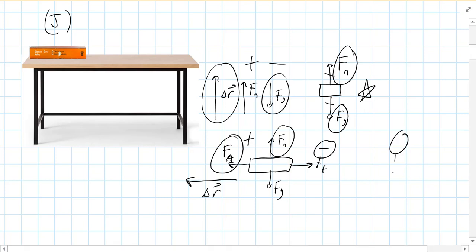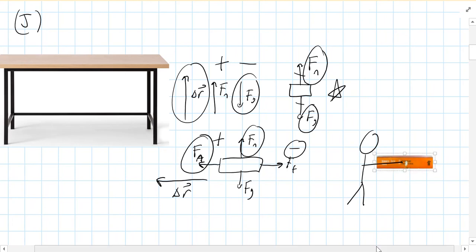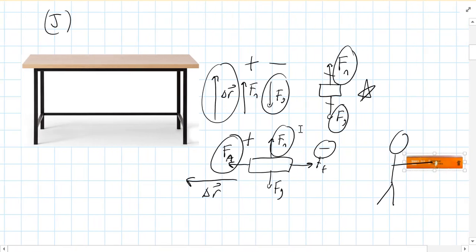So let's say you're standing here, right, and your arms are out, and you are just holding the book. Okay, so you're just holding it in place here. Is there any work done? By the way, that's a pretty big textbook, right? All right, is there any work done if you're just holding it there?